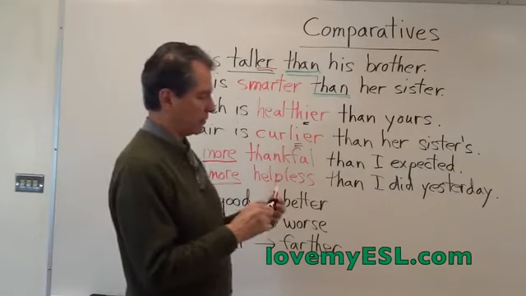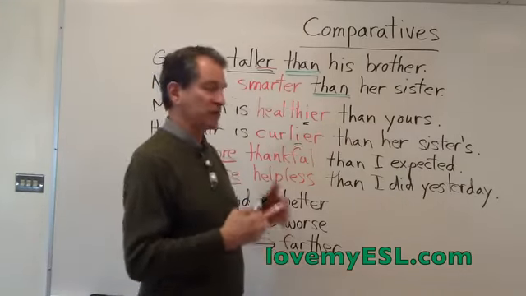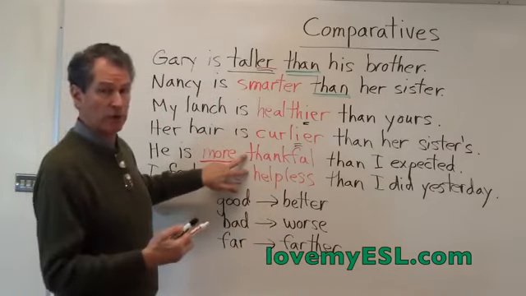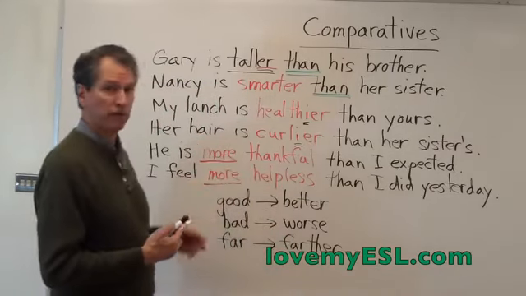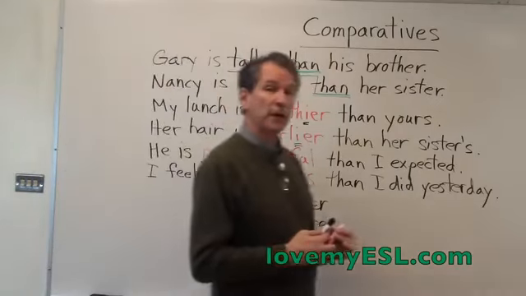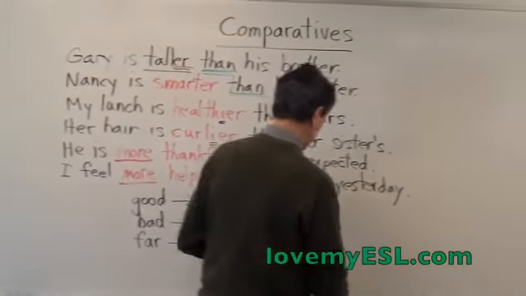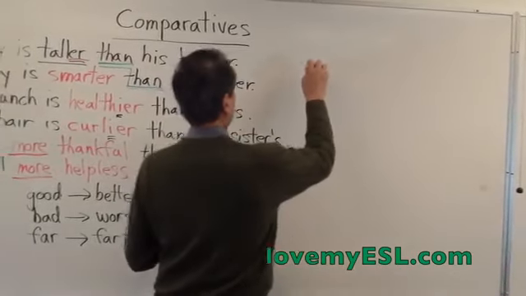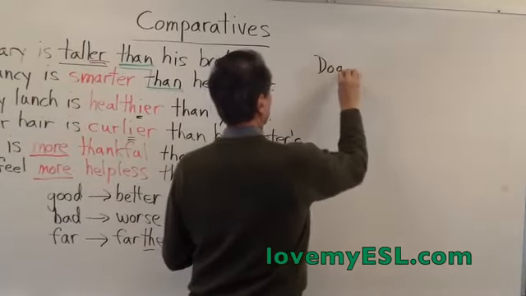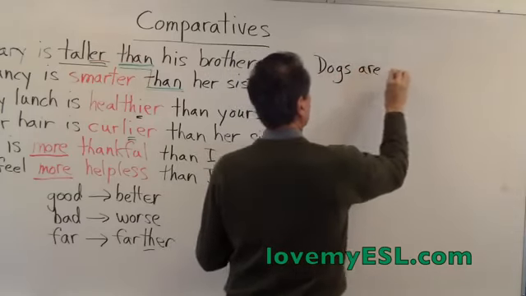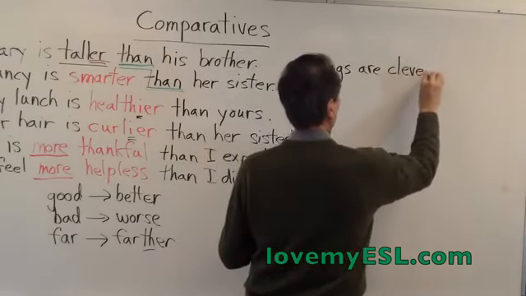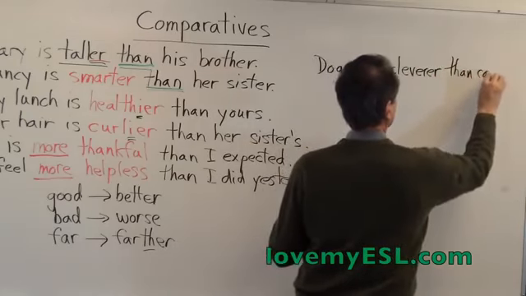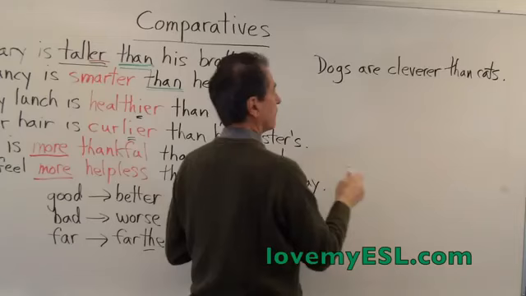Okay, what happens to other adjectives that are longer? Well, we already looked at these that are longer. They're more than one syllable. They have two syllables and you put more in front. However, there are exceptions to that, and the exceptions are words like, let me see, clever. If I say dogs are cleverer than cats. Dogs are cleverer than cats.